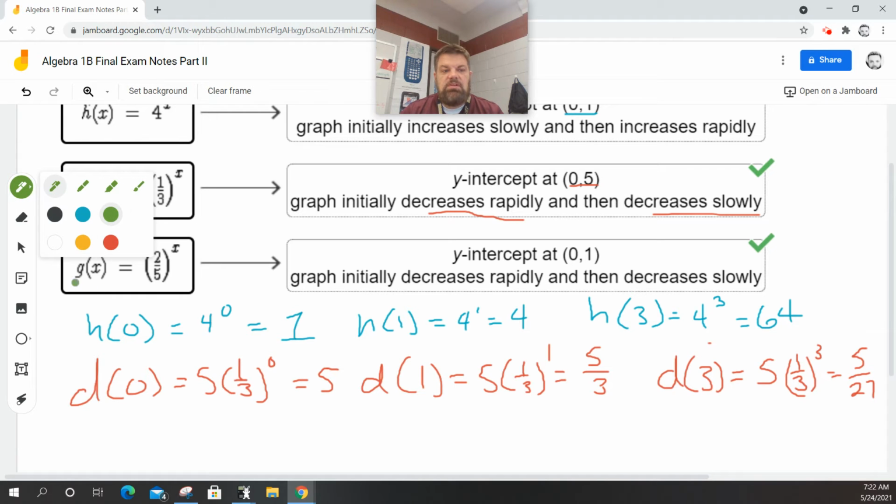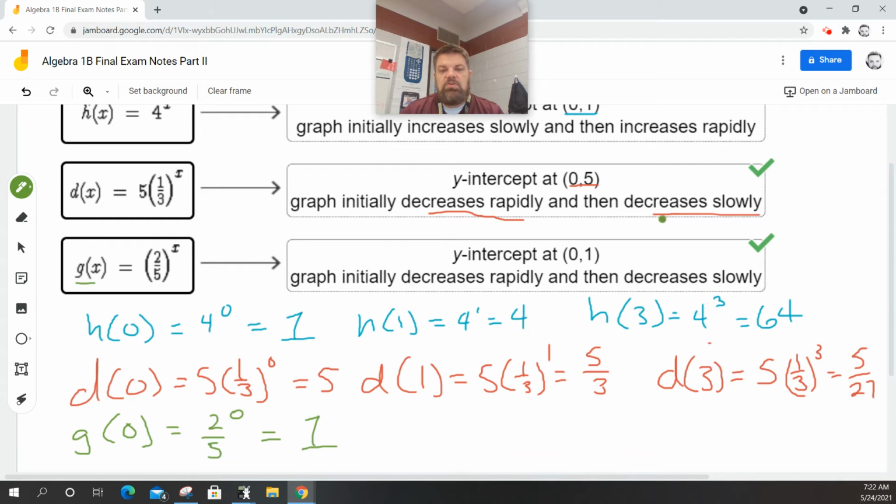Lastly, g of 0 is equal to 2/5 raised to the 0, which is equal to just 1. So the y-intercept is accurate. Same thing here. Because this is a fraction, it'll approach 0 as x increases. So initially it'll decrease rapidly, and then it decreases slowly, just based on the values.